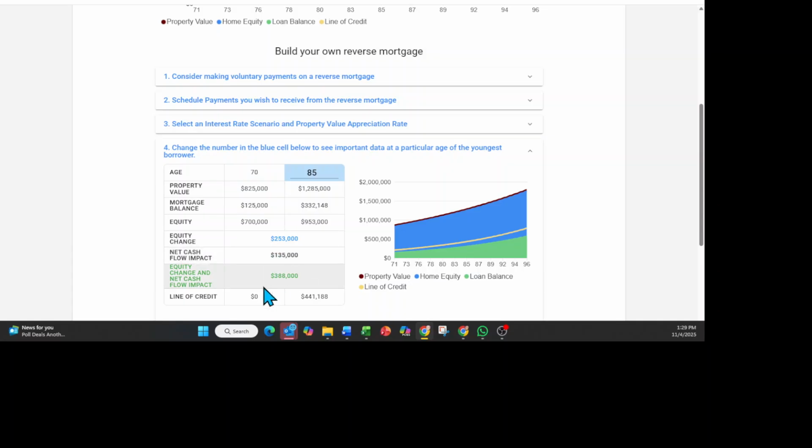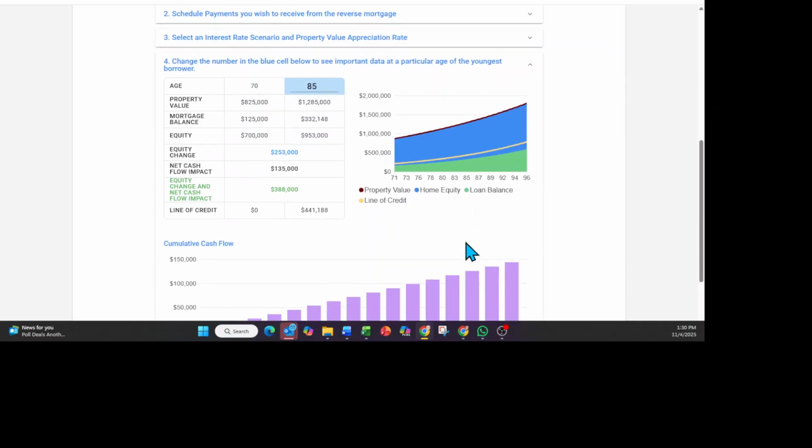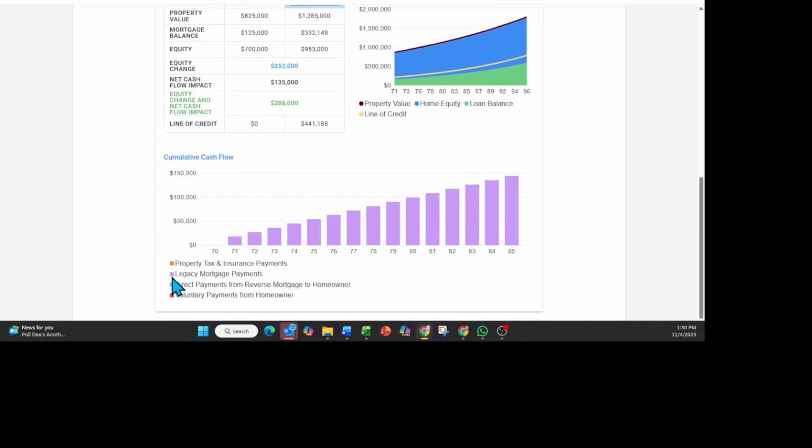Add the two together and you have a net positive impact. And at age 85, if you wanted to take anything out of your line of credit, you'd have about $441,000 available to you. Down here we just show the cash flow chart. This shows that you've got no more obligation to make these legacy mortgage payments, and over 15 years, that adds up to the $135,000.